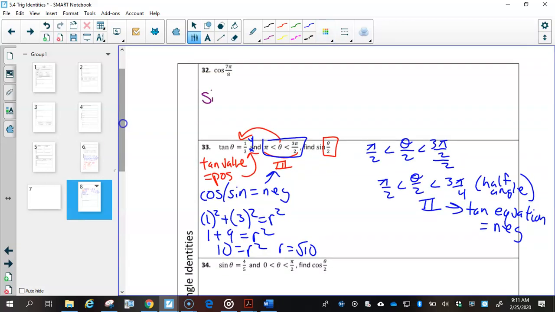So for sine, we have 1 over root 10. You have to magically make it negative because it's in the third. And rationalize. And then for cosine, x is 3, so that'd be 3 over root 10. But again, magically make it negative. And rationalize.